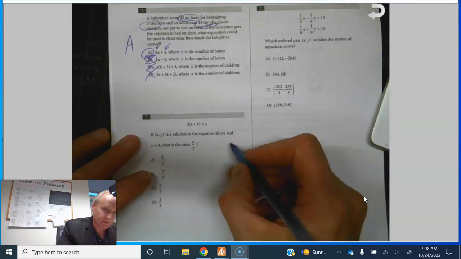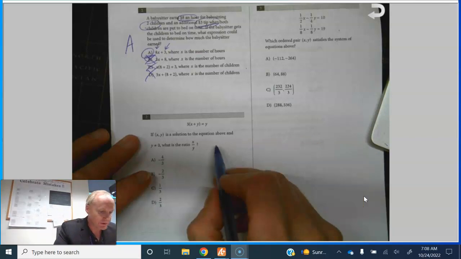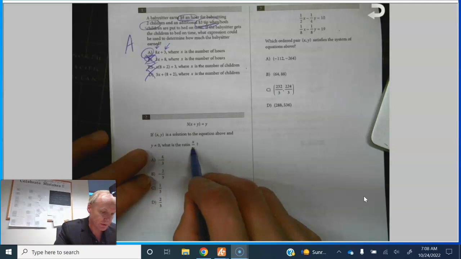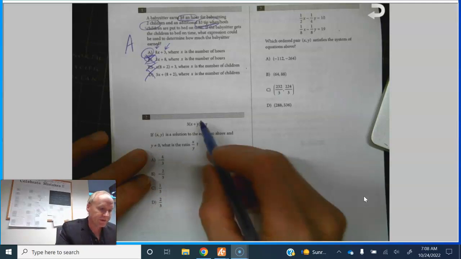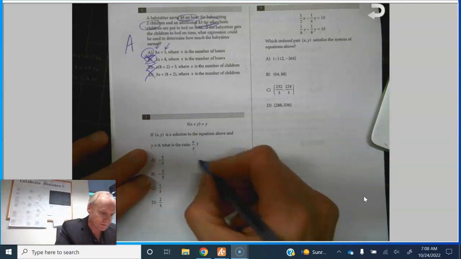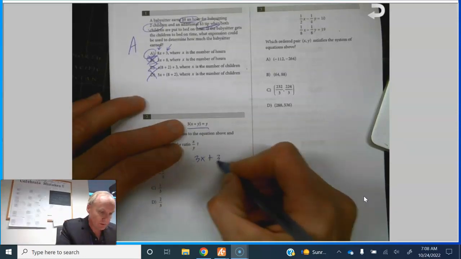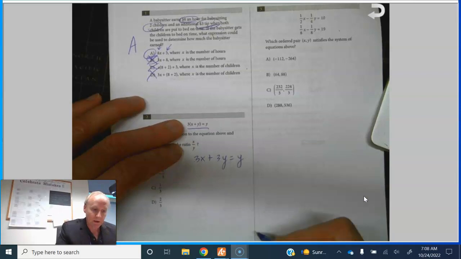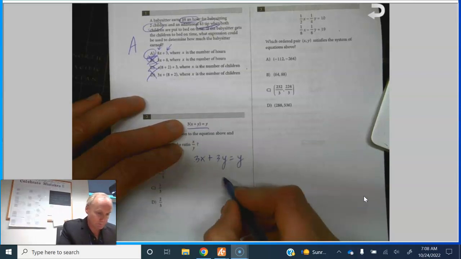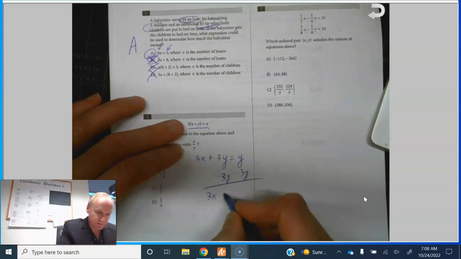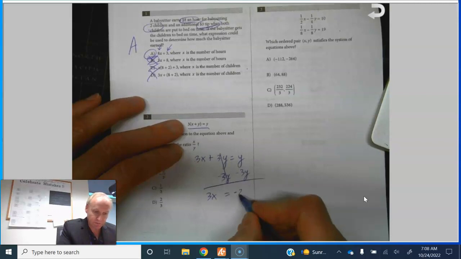Number 2. If (x, y) is a solution to the equation above and y is not equal to 0, what is the ratio x over y? What they want us to do is solve for x over y. So look at this. It says 3x plus 3y equals y. So I'm going to subtract 2y. Sorry, subtract 3y. And I'm going to get 3x is equal to negative 2y.